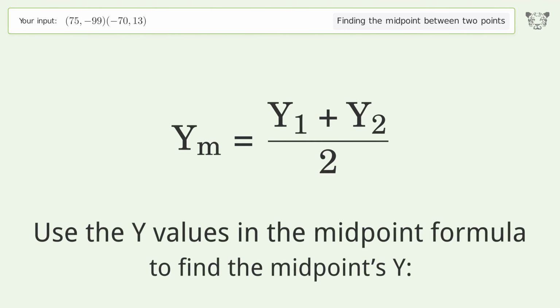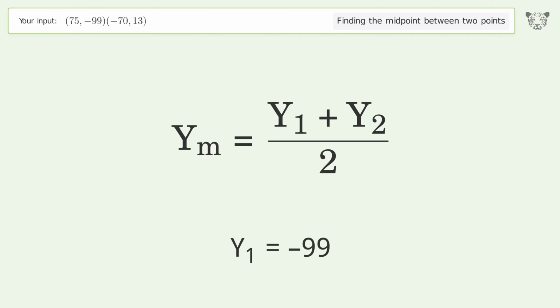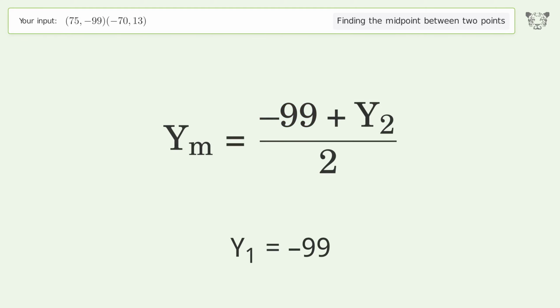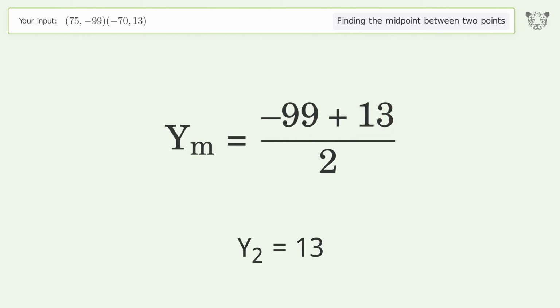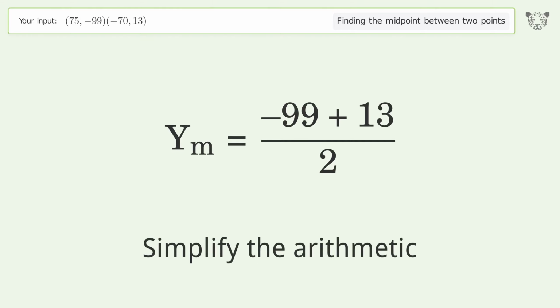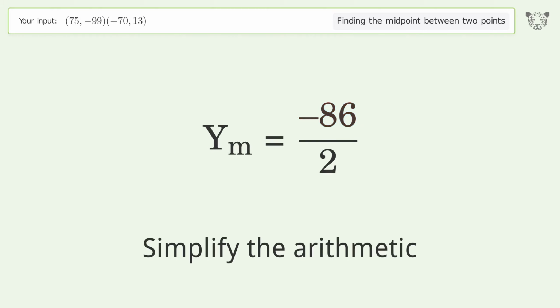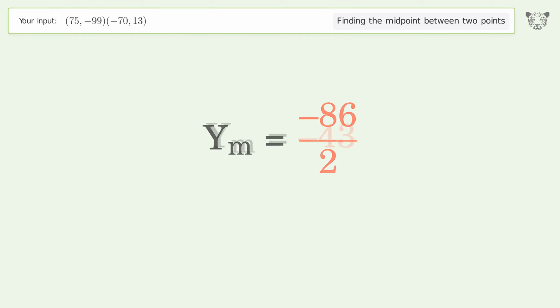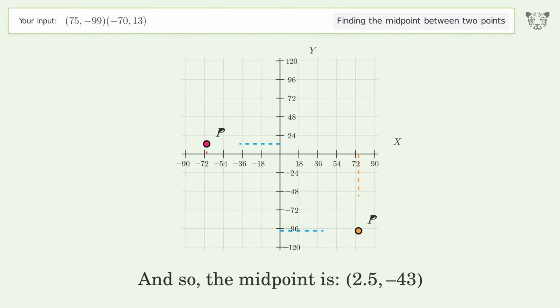Use the y values in the midpoint formula to find the midpoint's y. y1 equals negative 99. y2 equals 13. Simplify the arithmetic. And so, the midpoint is 2.5, negative 43.